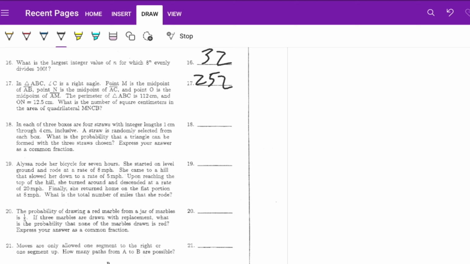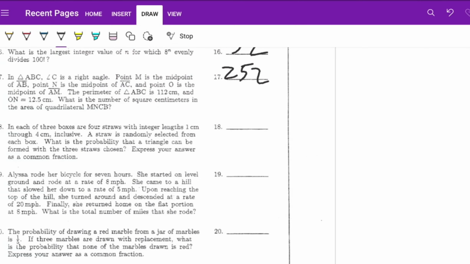The next problem is, in each of the 3 boxes are 4 straws with integer lengths 1 cm through 4 cm inclusive. A straw is randomly selected from each box. What is the probability that a triangle can be formed with the 3 straws chosen? And it tells us to express our answers as a common fraction, which means we should expect a common fraction as our answer.